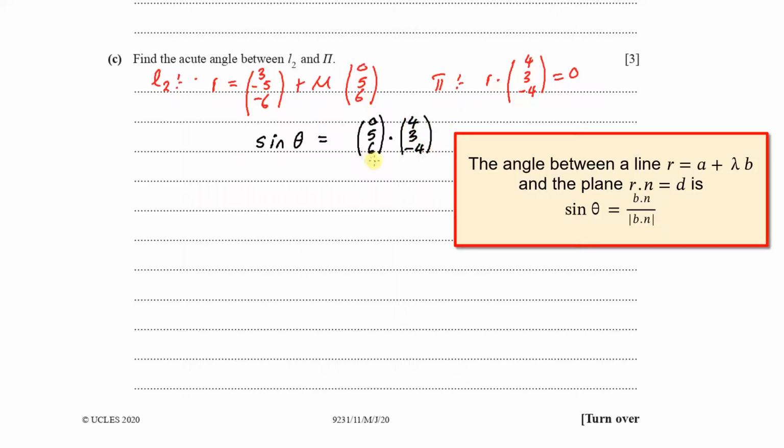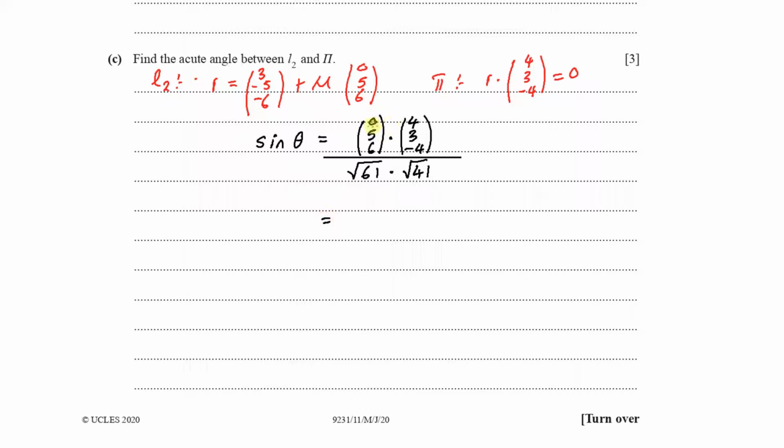And it's over the square root of 0 squared plus 5 squared plus 6 squared, we get root 61. And here, root of 4 squared plus 3 squared plus minus 4 squared, we get root 41. So at the top, the dot product is 0 times 4 plus 5 times 3, which is 15, plus 6 times minus 4, which is minus 24. We get minus 9, so it's 9 over root of 61 times 41. So this is all equal to sine theta.